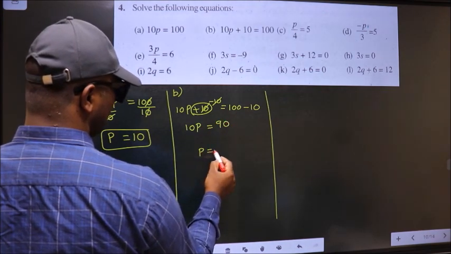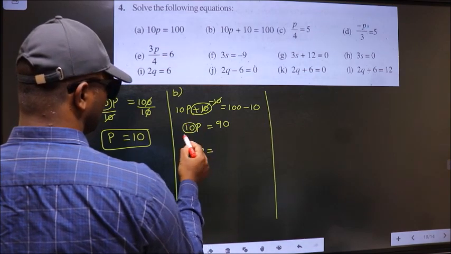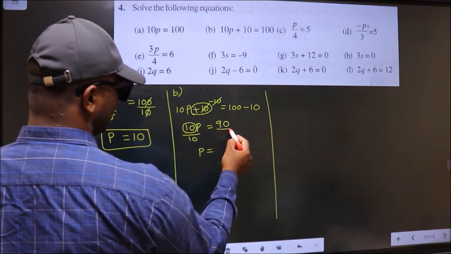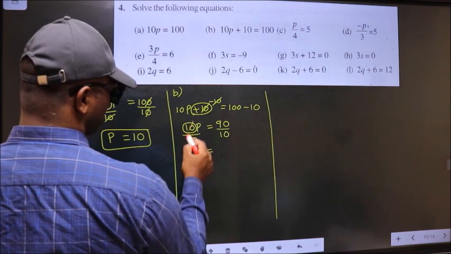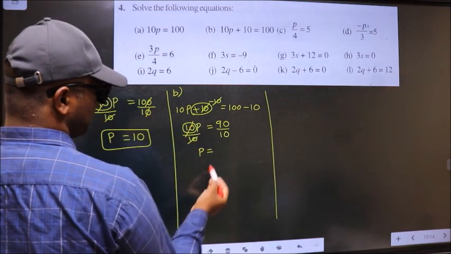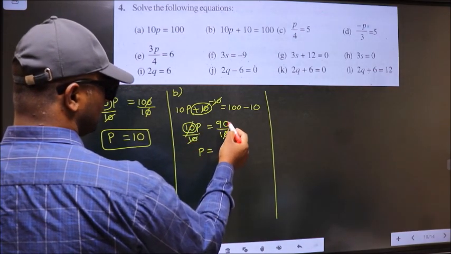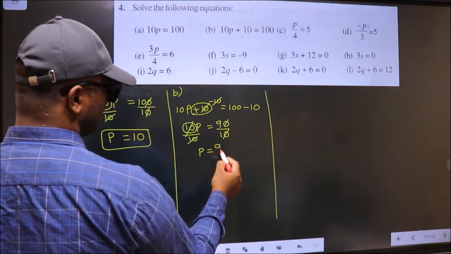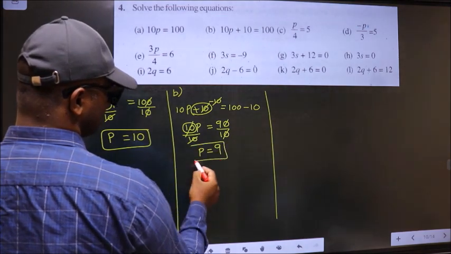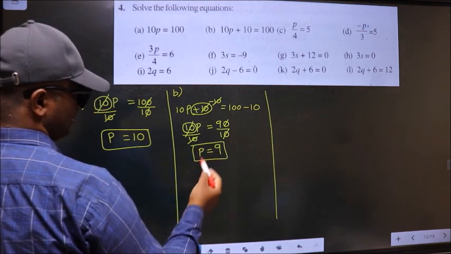Now to get p, we should remove 10. To remove 10, you should divide by 10 on both sides. So this cancels out, you get p equal to, here you cancel the 0, you get 9. So this is our answer.